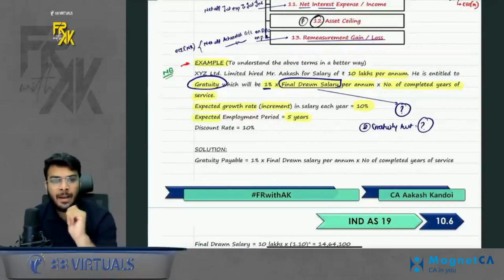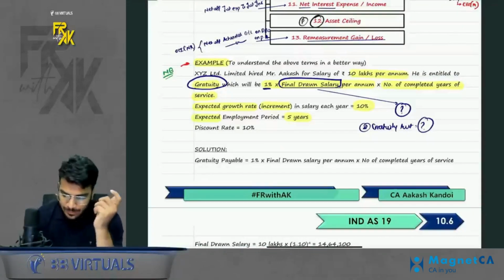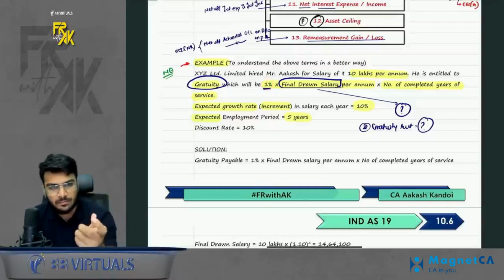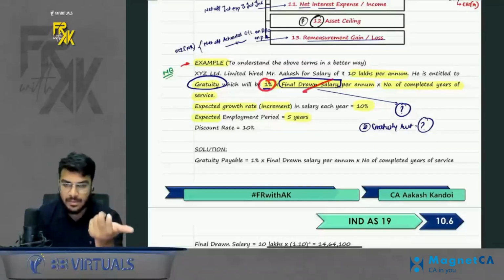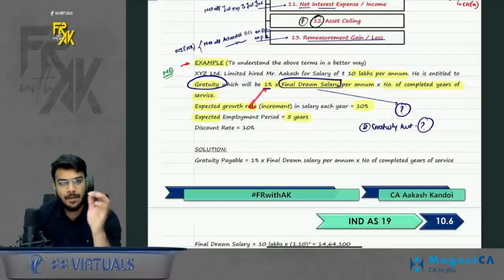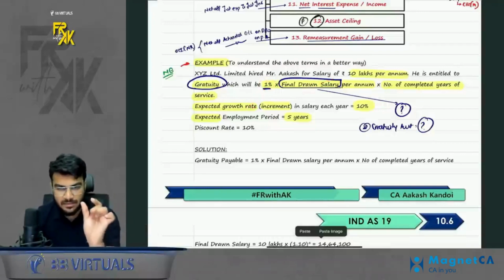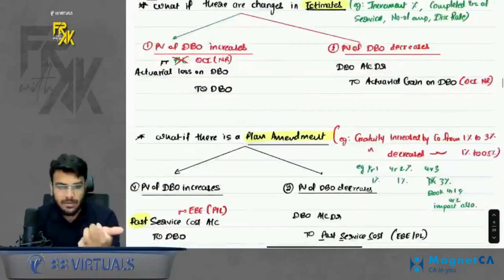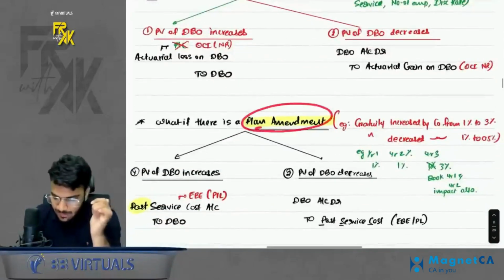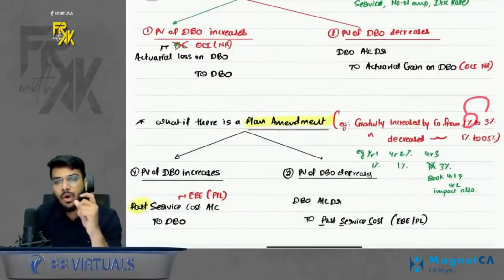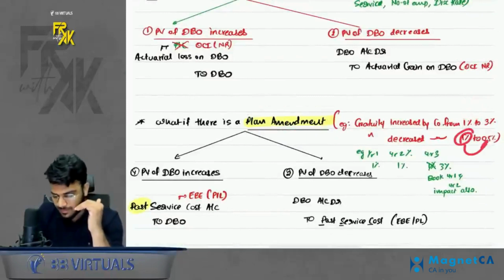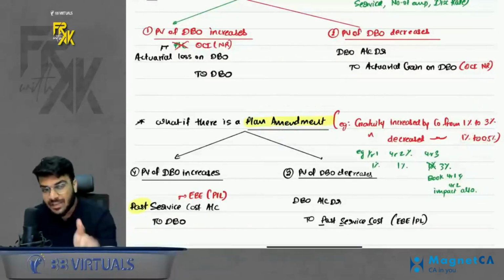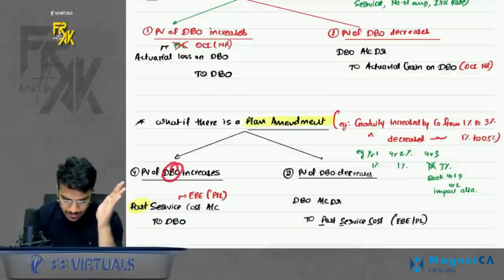What if there is a plan amendment? What is the meaning of amendment? Say this 1% was a certain figure, that whatever the salary is, we will give 1%. What if I change this? Whenever this 1%, which is a certain amount, changes, that is a plan amendment. So amendment can be increasing the 1% to 3% or reducing the 1% to 0.5%. This can be the amendment. Because of this amendment also, your DBO can increase or decrease.